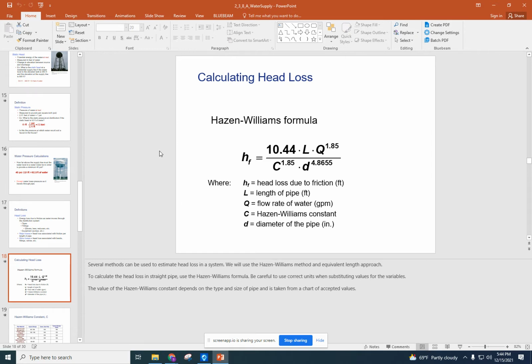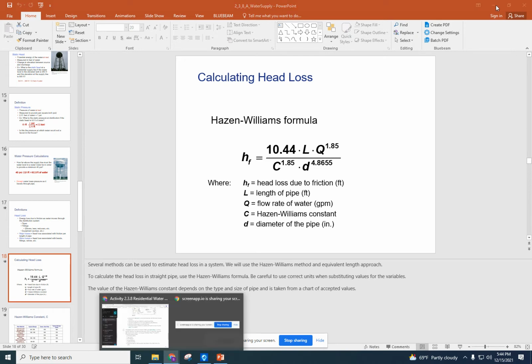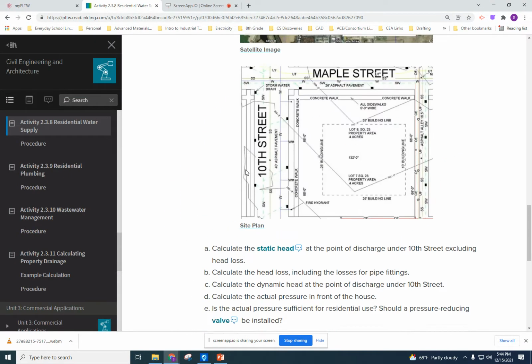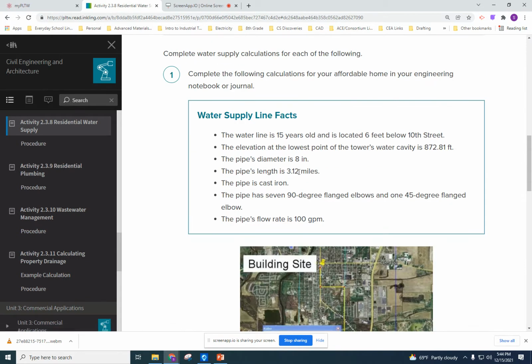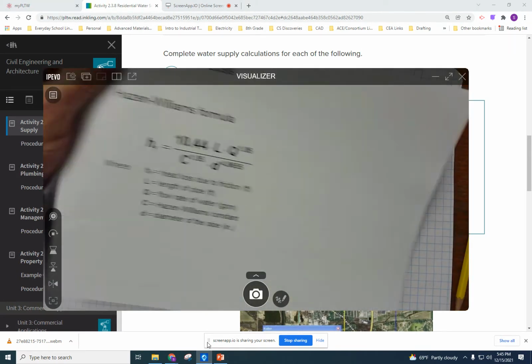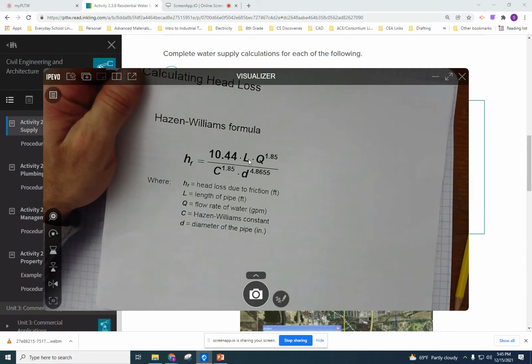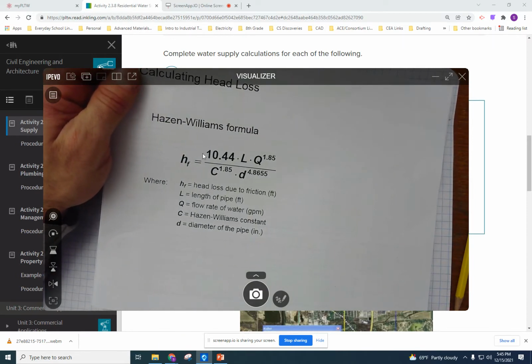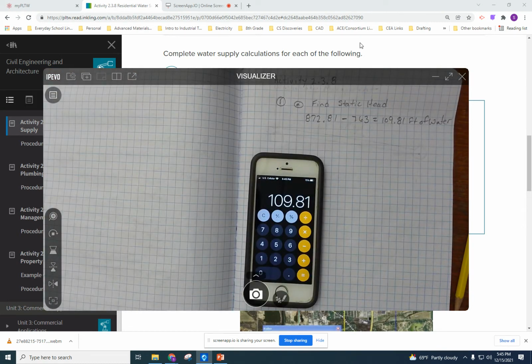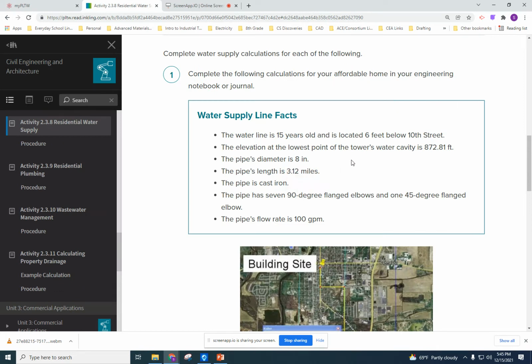So the first step is the following. We are going to take the first thing into account. We're going to be using this formula that I showed you in the PowerPoint. Length here has to be in feet. See right down here, length in feet. So we have to convert what we have over here in miles to feet.